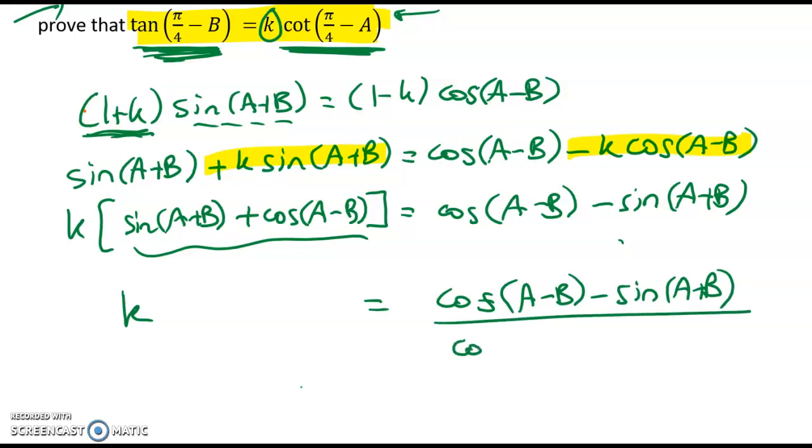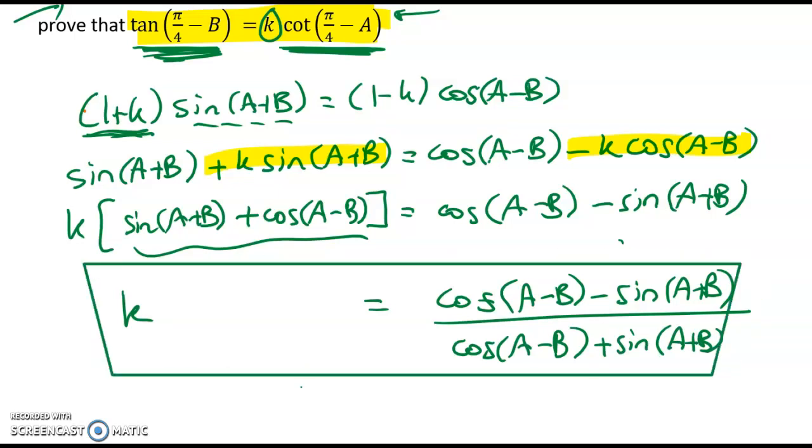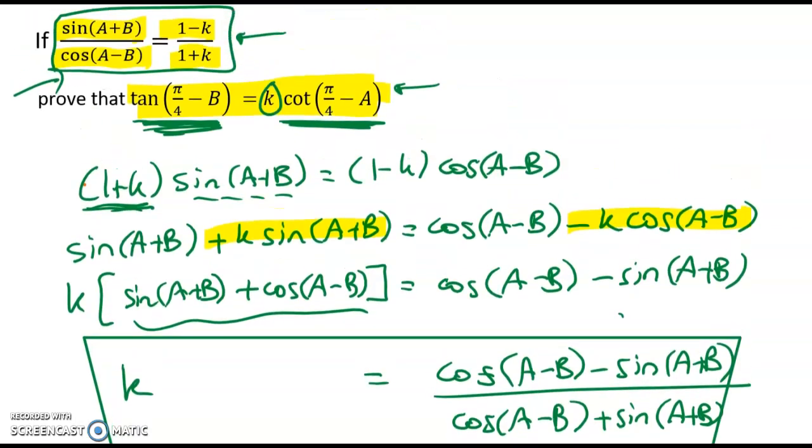Okay, here, that's better. Okay, so now we've shown that that first condition can be rewritten as quite simply giving me an expression for k. Okay, now let's look at the next bit. If we've got that, we have to prove that this relationship is going to be true.